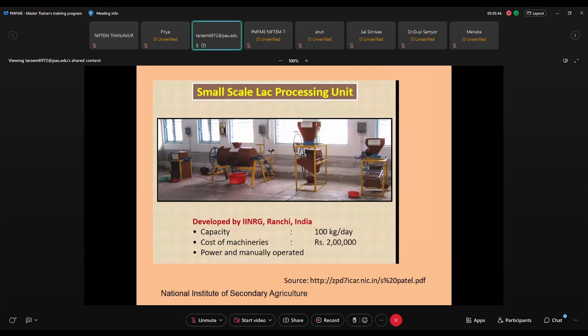Then, processing of black rice, whether we want a dehusking operation or a polishing operation, depending upon that type of operation, we can have a dehusker machine. One simple machine may cost us rupees 1 lakh, but if we want to have a polisher, then the cost may be increased.